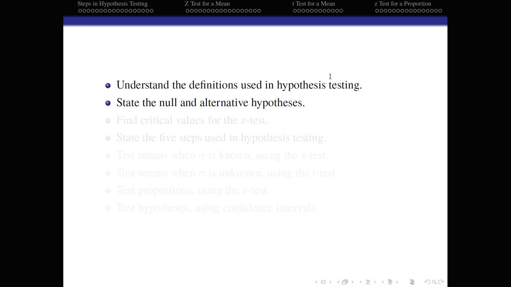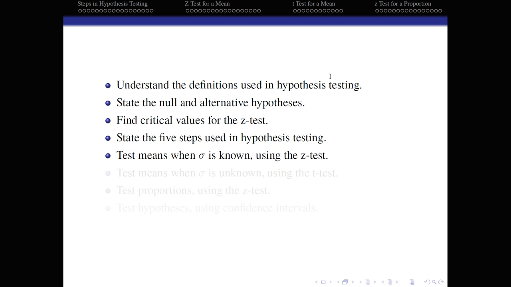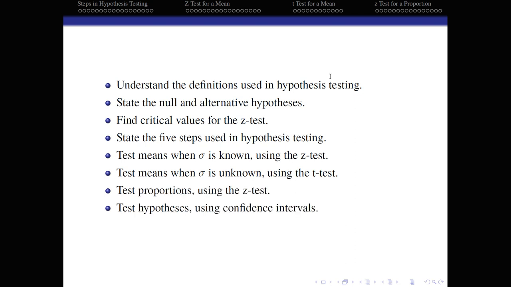We're going to talk about the null and alternative hypothesis, finding critical values, the 5 steps used in hypothesis testing. Now this differs from the textbook somewhat, but this is what we'll use in this class. Testing when sigma is known with the z-test, when sigma is unknown using the t-test, testing the proportions, and then testing hypotheses using confidence intervals, which is something that we've already talked about briefly.